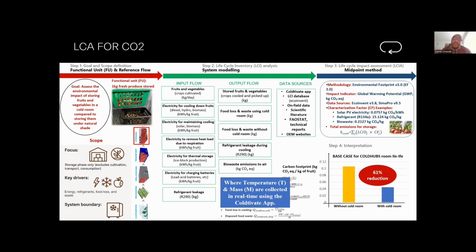And then using a base case scenario for a cold room in Ile-Ife, Nigeria, you could see already that cooling reduces emissions by about 61% compared to no cooling scenario, right? So this result shows that while cooling has an energy cost, the avoided emissions from reduced food loss outweigh those costs, especially when powered by solar.